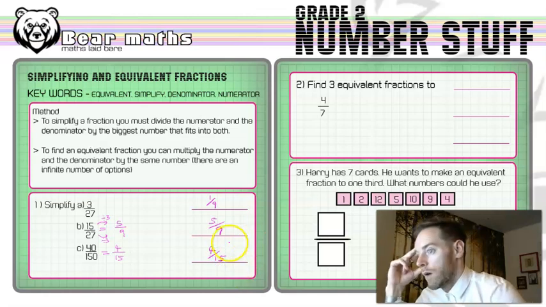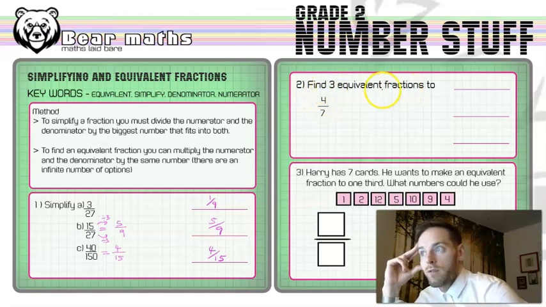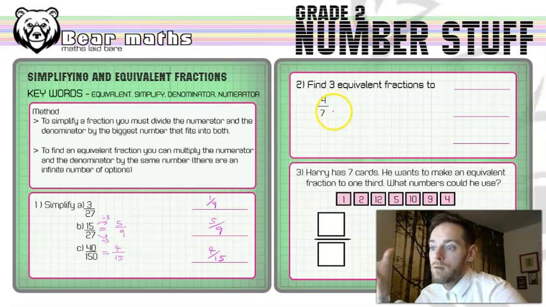Okay, now moving up to question 2, we've got to find 3 equivalent fractions. Now equivalent fractions are ones that have the same value as this one. So 4/7 is the one that I've given you as an example. It's got to have the same value.